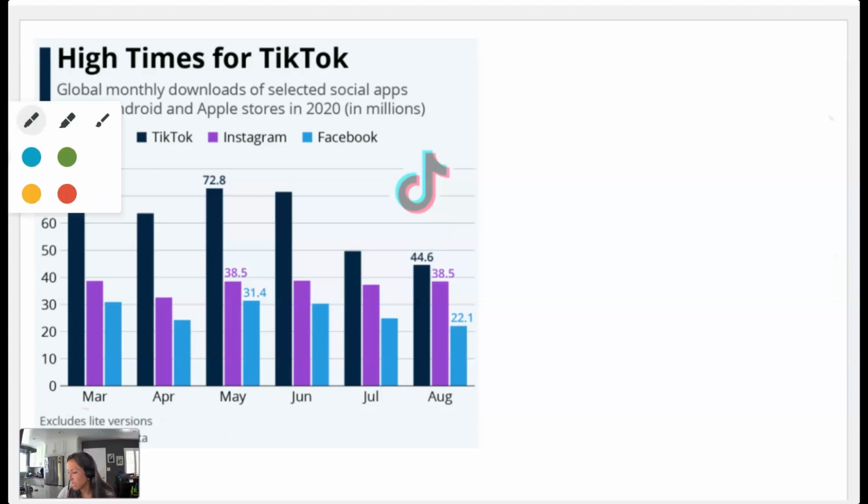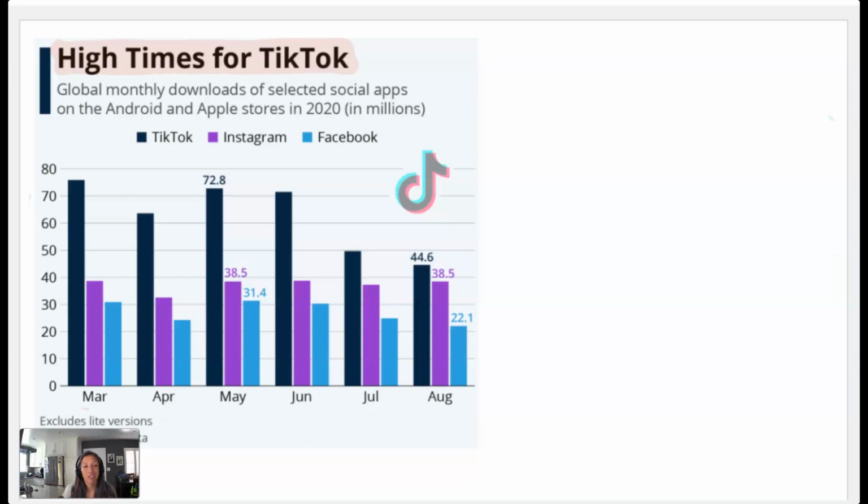So the first thing we're going to look at is this title, High Times for TikTok. So we're going, okay, so we're talking about TikTok. Interesting. We get a little subtitle here, Global Monthly Downloads for Selected Social Apps on the Android and Apple stores from 2020 in millions. So they're really telling us here that the data that we're being introduced to. We're looking at global downloads, monthly, and Android and Apple apps in millions. Perfect. We now know what we're going to be interacting with.